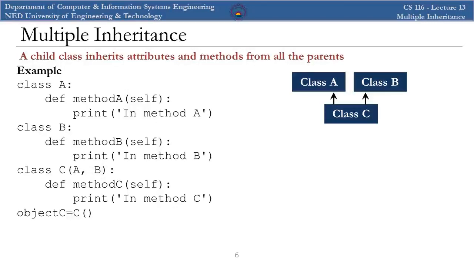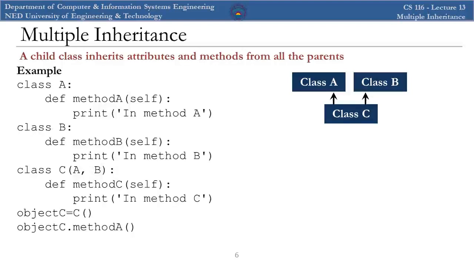And again, method A is also accessible to object C because C is inheriting from A. So object C is an object of type class C, but since it is inheriting from A and B, all the methods of classes A and B are also accessible to this object C. And to prove this, let's access these methods. First of all, I'm accessing method A.